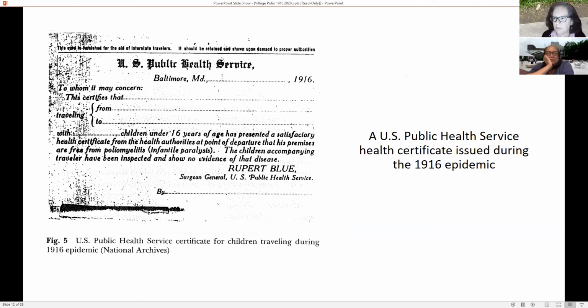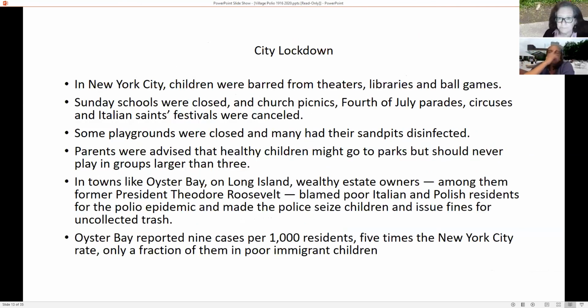This was particularly important in some places like Philadelphia, where children maybe lived in New Jersey and crossed over to Philadelphia to work in Philadelphia and had to prove that they didn't have polio so that they could be let in. What you see is a city lockdown.